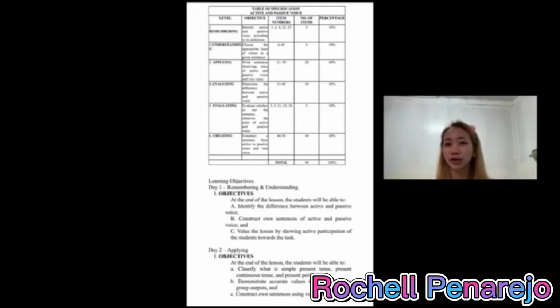another member of the group will explain the analyzing, evaluating, and creating of the table of specification of active and passive voice. That's all. Thank you.